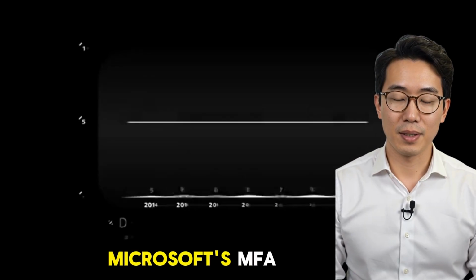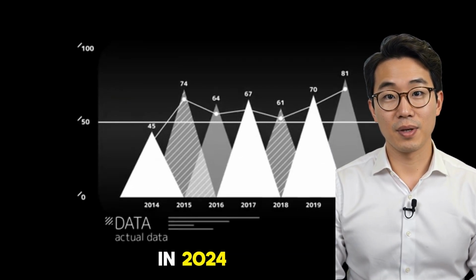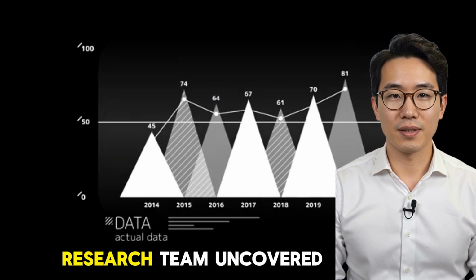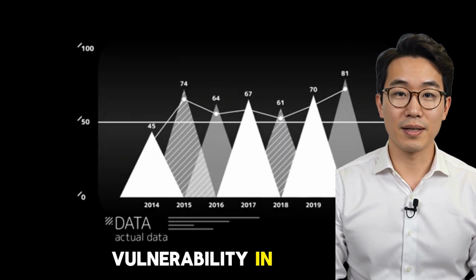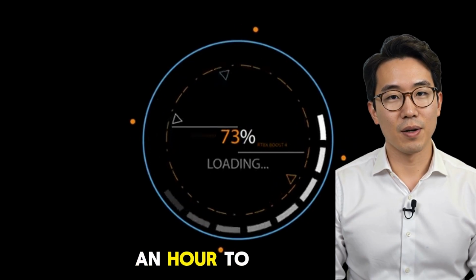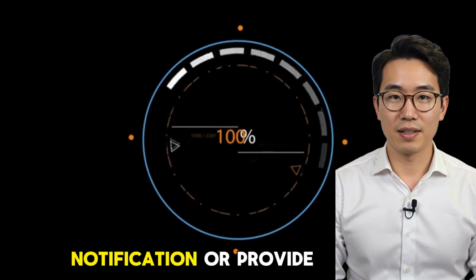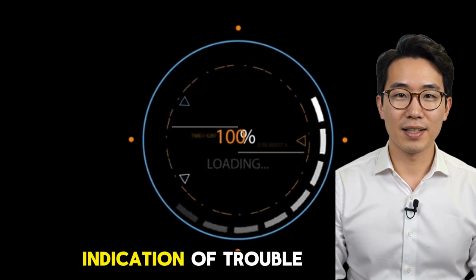This is not the first time Microsoft's MFA infrastructure has faced a serious security challenge. In 2024, Oasis Security's research team uncovered a separate critical vulnerability in Microsoft's MFA system. The bypass was simple. It took around an hour to execute, required no user interaction, and did not generate any notification or provide the account holder with any indication of trouble.